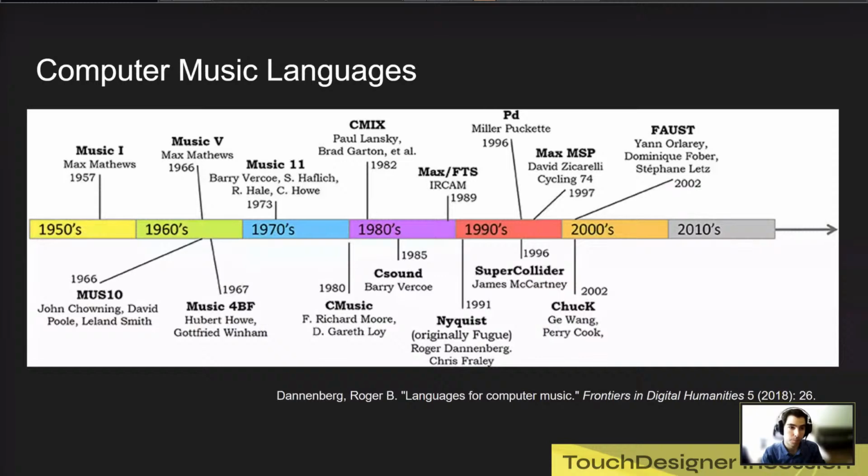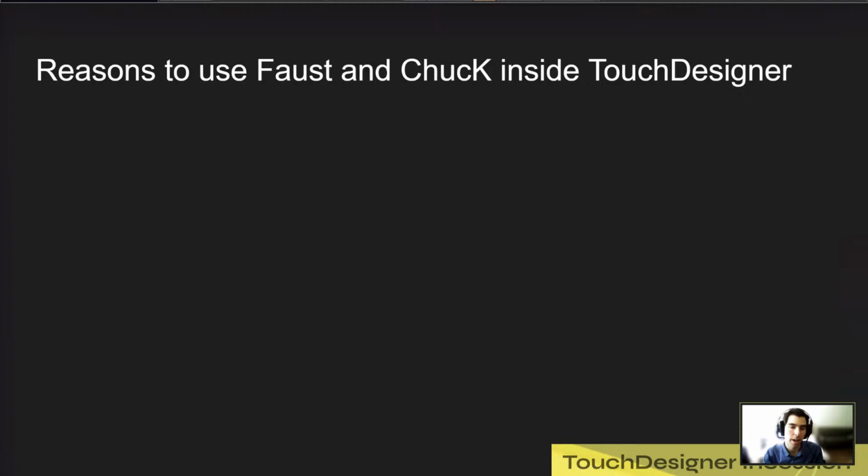And this is a brief history of computer music languages. Right in the middle, over here, we have ChucK and Faust. And I'll turn on my mouse trail later. But we have ChucK and Faust coincidentally at the same time that I think TouchDesigner started, which was the early 2000s. And there are these two similar but also divergent approaches to making music. And I'll give a little bit of background and motivation for using Faust and ChucK inside TouchDesigner.